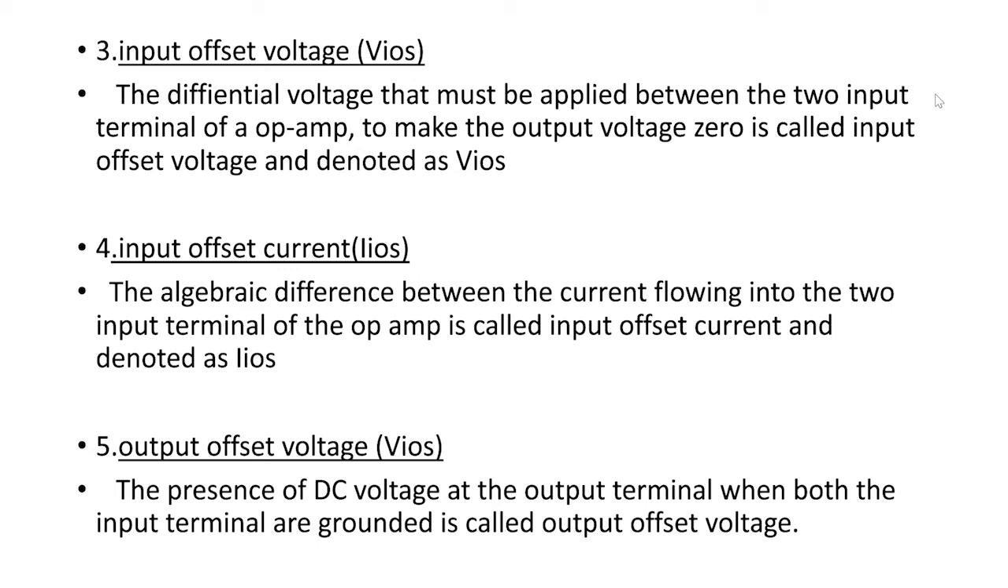Input offset current: the algebraic difference between the current flowing into the two input terminals of the op-amp is called input offset current and denoted by IIOS. That is the algebraic difference between the current flowing into the two terminals. Output offset voltage: the presence of DC voltage at the output terminal with both the input terminals grounded is called output offset voltage.